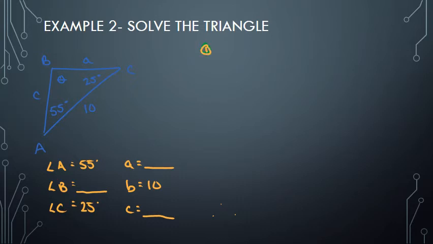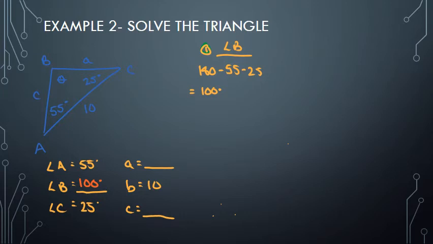I can find angle B really easy, because I can do my 180 trick. So 180 minus 55 minus 25. And what is that subtracting? That is subtracting 80, it looks like. So I'm going to get 100 there. Well, that doesn't look so bad, that color. So that's 100. Now we can get into solving for the side lengths.